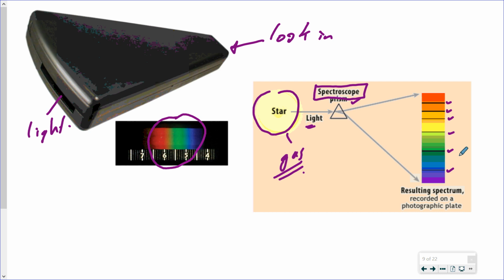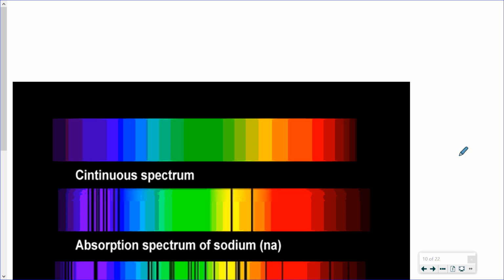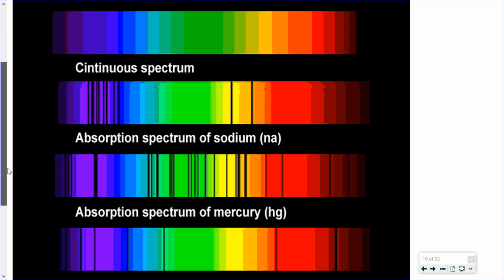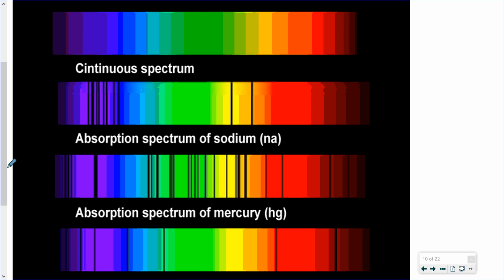So what does that mean? Something is removing these particular wavelengths of light. How can we actually figure out what is removing those wavelengths of light? Well, let's go back and take a look at a few spectra here. So the top one is the continuous spectrum. Again, really nice. We can see all of the different colors of the visible spectrum. The ones down below are the absorption spectrums for several different gases.